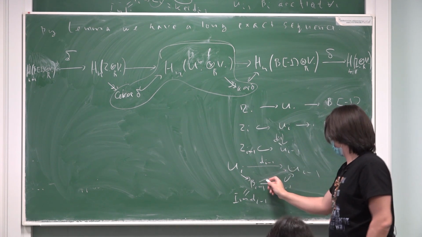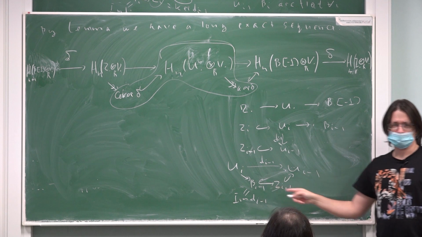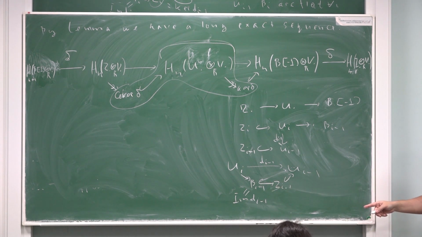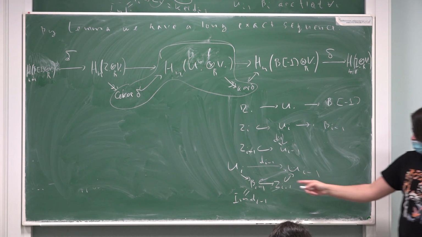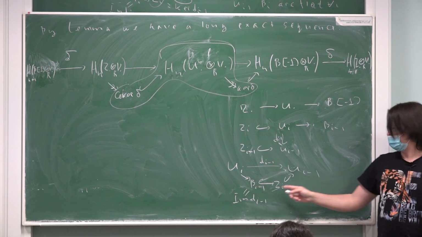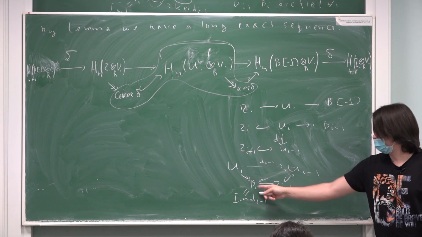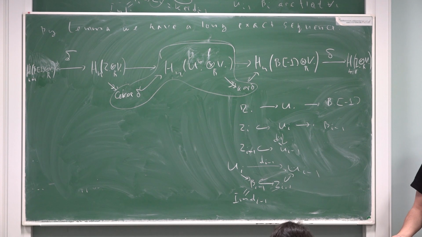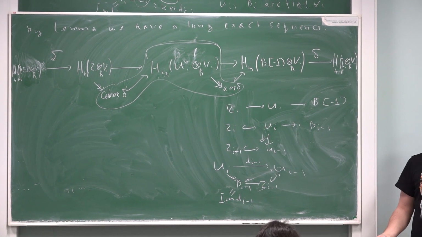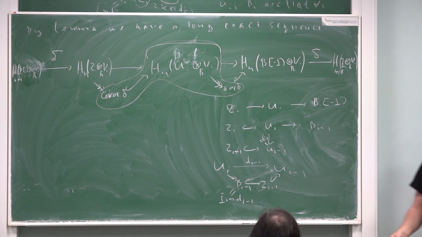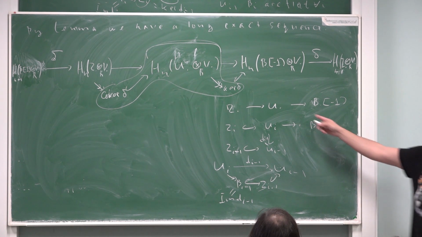This map comes from the fact that Z_{i-1} and B_{i-1} are submodules of U_{i-1}, and B_{i-1} lies in Z_{i-1}. It's clear, yes? Between B_{i-1} and hmm? No, so delta is a map between B_{i-1} and Z. Yes, yes, at this stage.